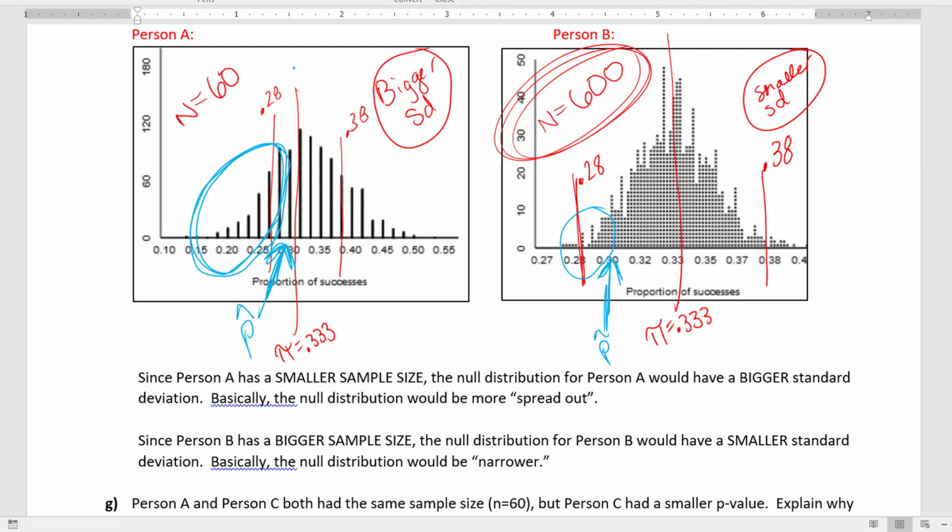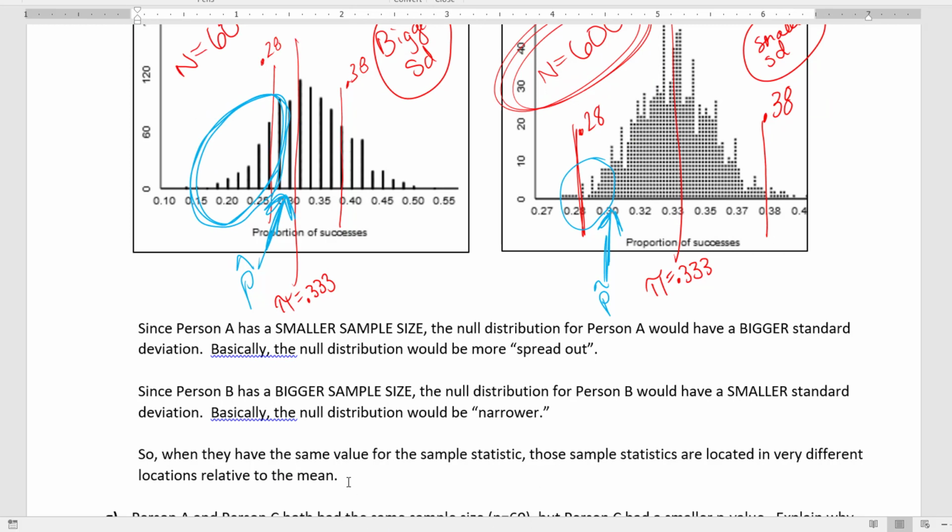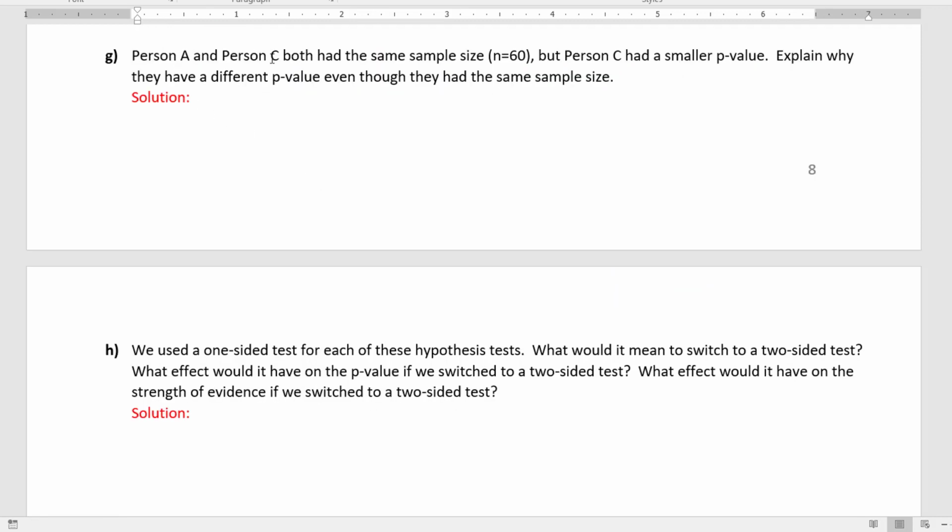and smaller. So I wrote that when they have the same value of the sample statistic, those sample statistics are located in a very different location relative to the mean. Person A's sample statistic is very close to the mean, whereas person B's sample statistic is quite a ways away from the mean.